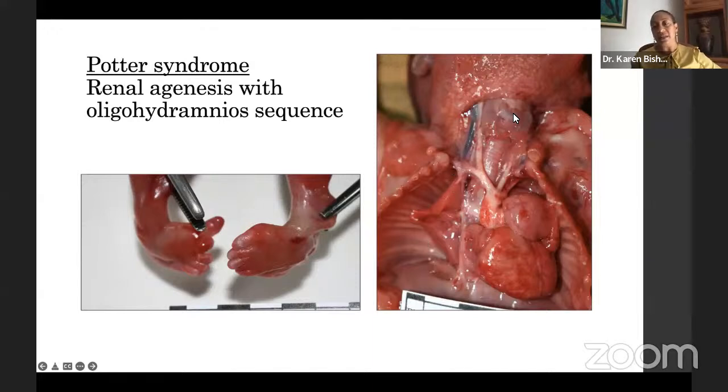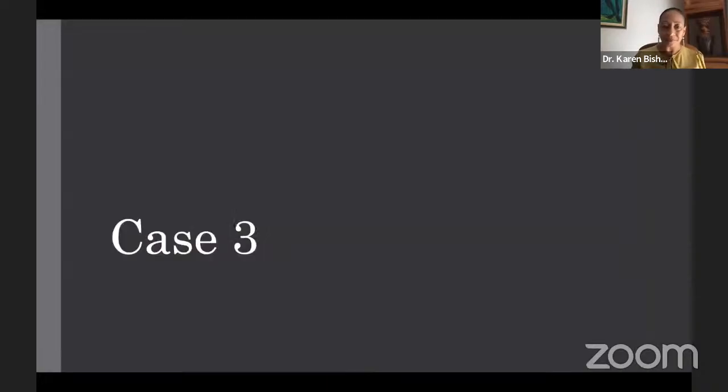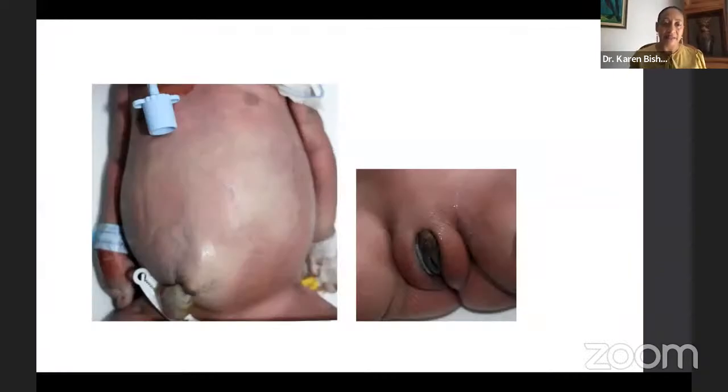So on the right is the open thorax. This is one side of the rib cage where we opened it. This is the other. So one pleural cavity, usually the lungs fill up a fair amount of the pleural cavity, but these are the small lungs, lots of empty space. Here is the other one, lots of empty space. Okay, and this baby had significant pulmonary hypoplasia. So this was a case of Potter's syndrome, renal agenesis with oligohydramnios sequence. I think this is the last case I'm going to show.